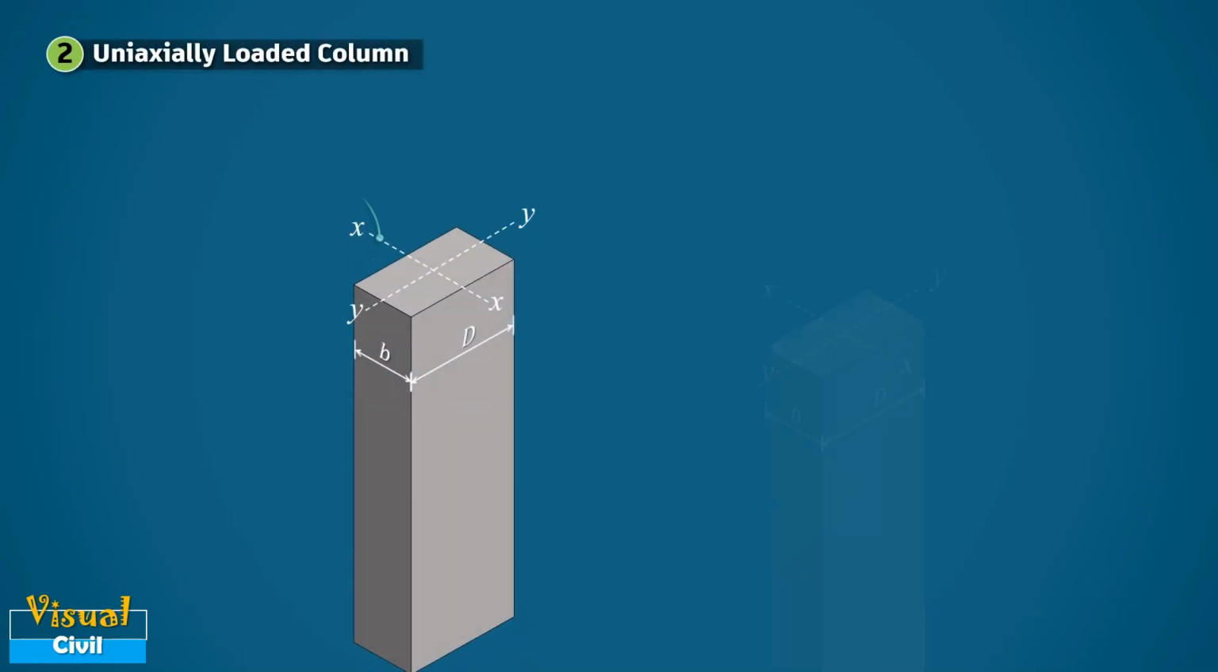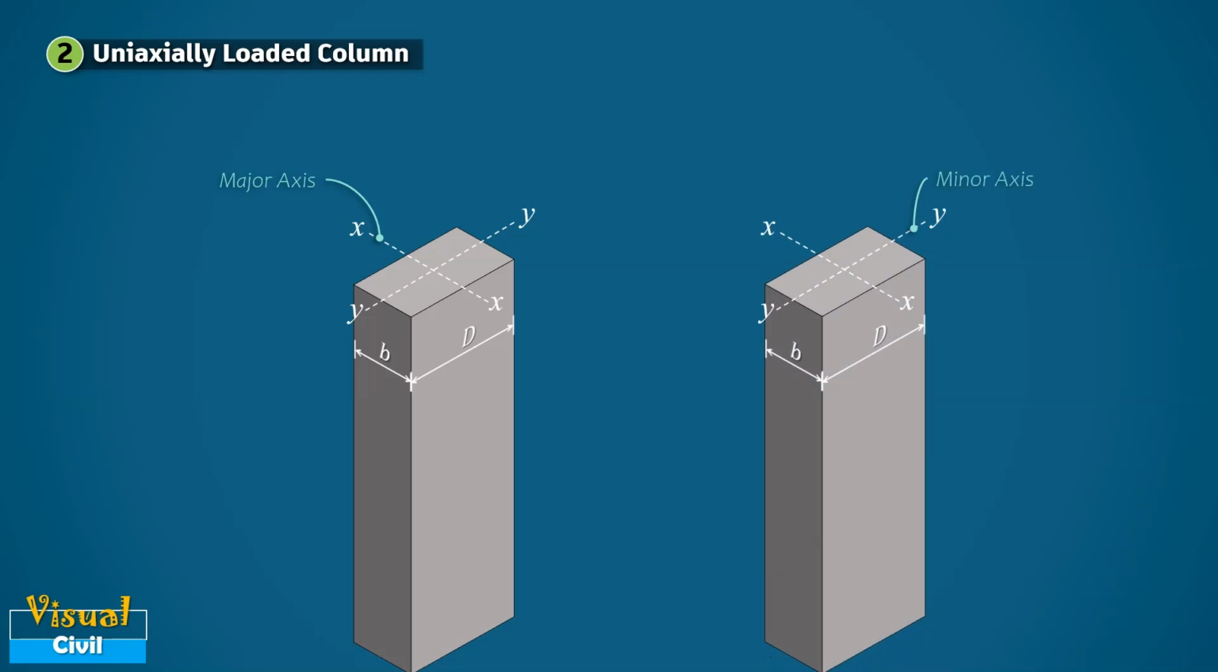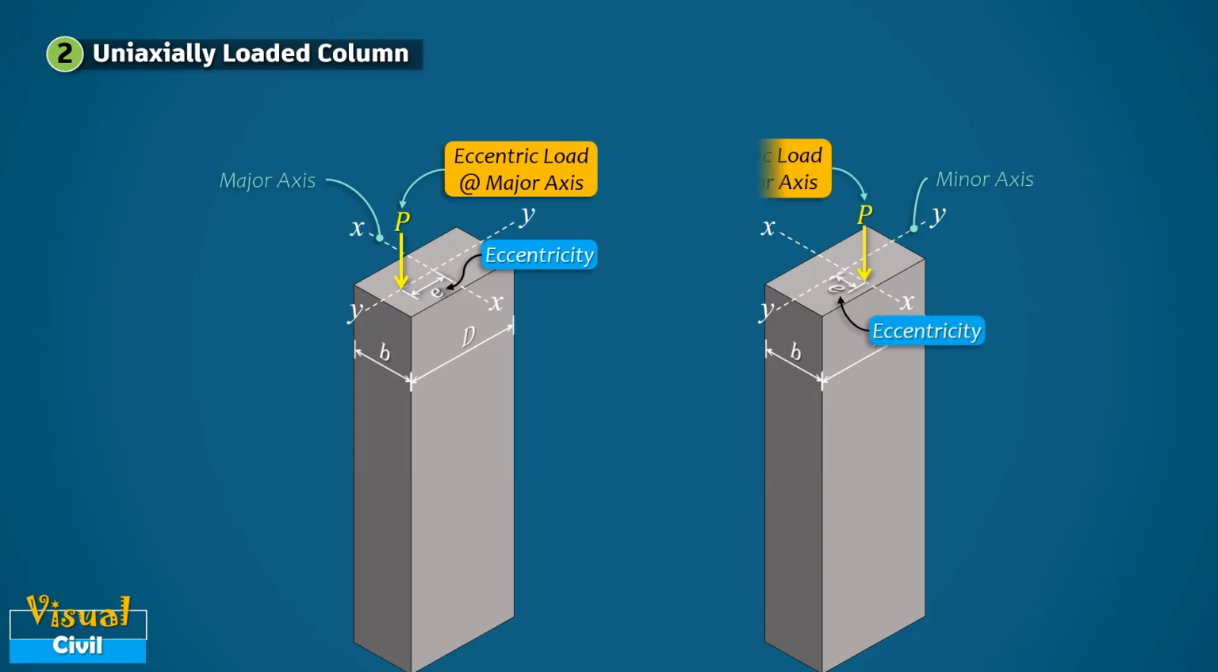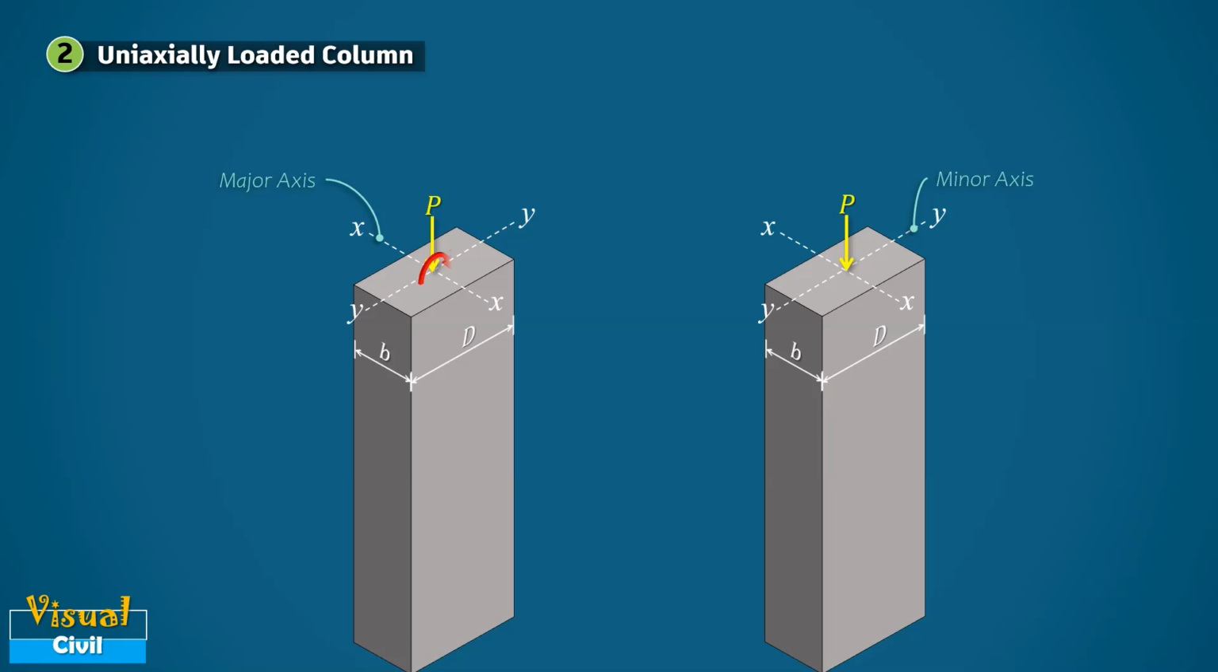Now, let us see the second type, uniaxially loaded columns. When the axial load is acting at an eccentricity E from the column center along any one axis only, then it is called uniaxially loaded column or axially loaded column with uniaxial moment. Sometimes when a column is subjected to an axial load with a moment about any one axis, that is either major axis or minor axis, then also we can say the column is axially loaded with uniaxial moment.